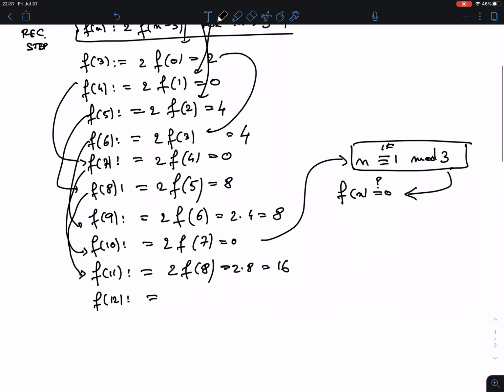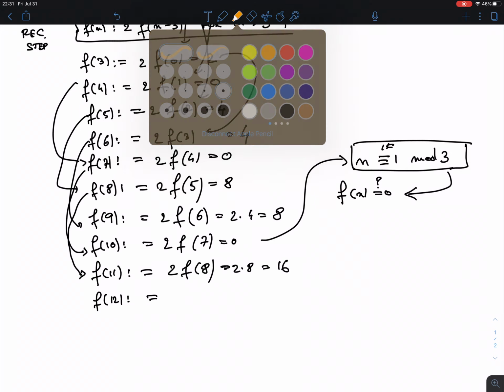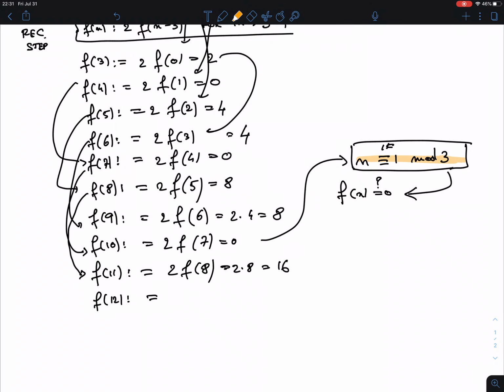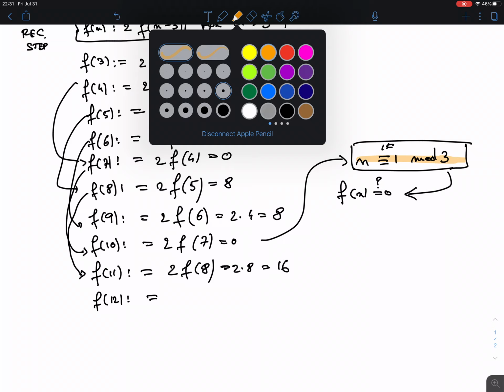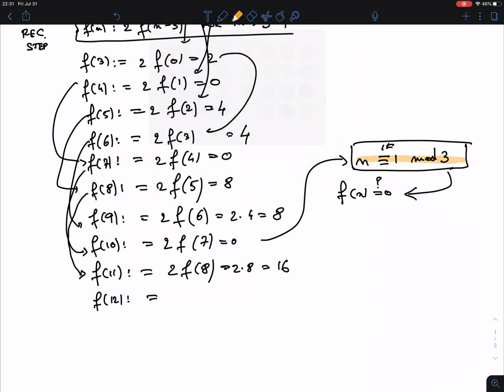So far the pattern was, let's look at this. Let's start coloring things. So the ones that are equivalent with 1 mod 3, let's mark them in orange. That was this one, this one, this one. Okay, so the next one will be f13.